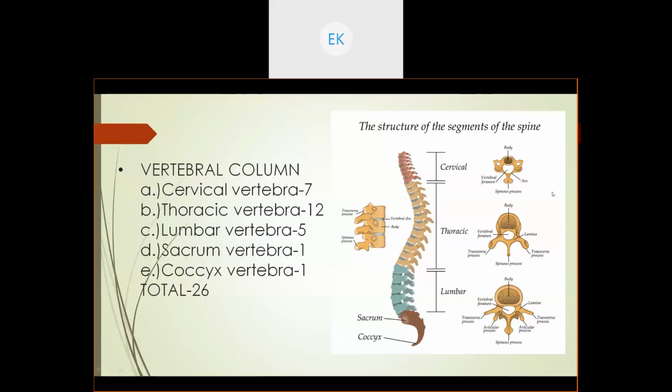First, let us see the names, and afterwards we'll see the number of bones. This first bone is known as cervical. Next, this one from here to here is known as thoracic. Thoracic. From this to this, it is known as thoracic. Okay, everyone?